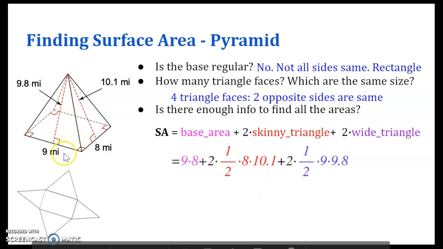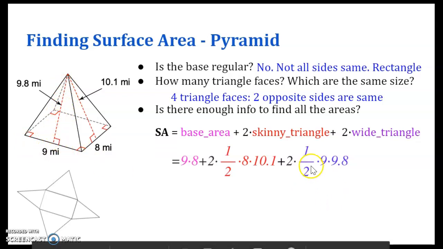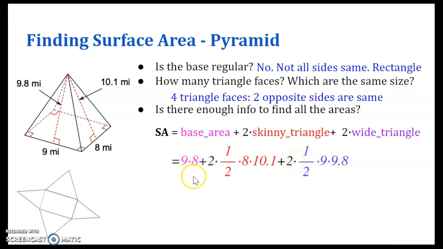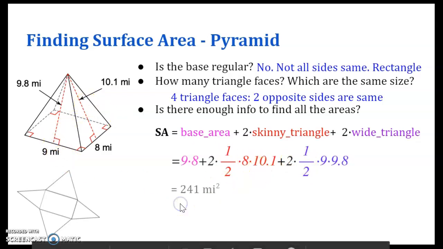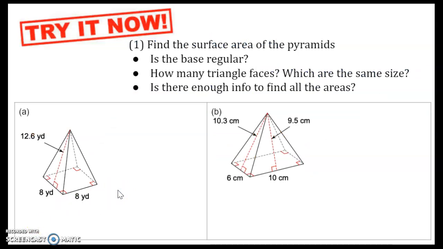And for the wider triangle, it's going to be the base is 9 and the slant height is 9.8. Multiply that by half for the triangle, then multiply by 2 because we have two of those faces. So you add them all up, it's 240 miles squared. Okay, if you can visualize this going into this net, that's going to be really helpful for you. All right, this time you try it. Please pause the video and try it yourself.